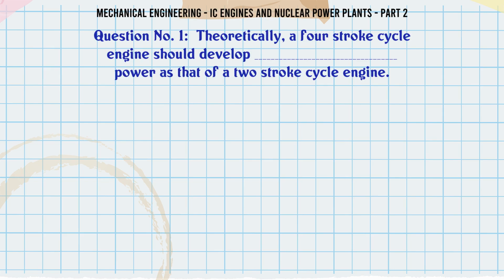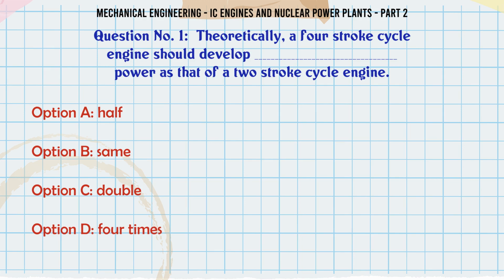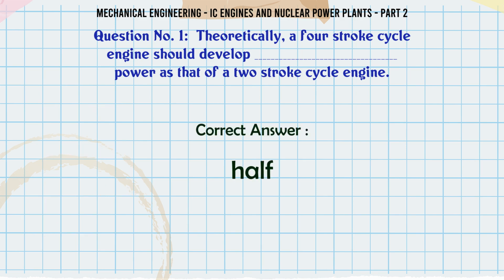Theoretically, a 4-stroke cycle engine should develop power as that of a 2-stroke cycle engine. A. Half. B. Same. C. Double. D. 4 times. The correct answer is half.